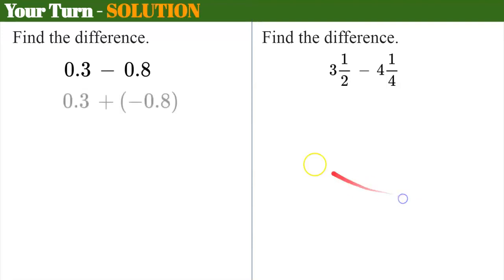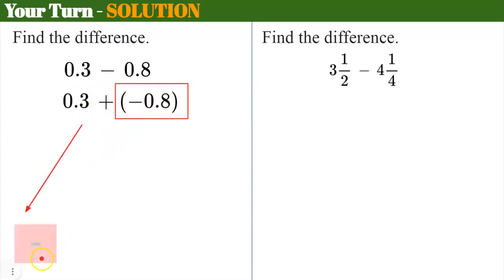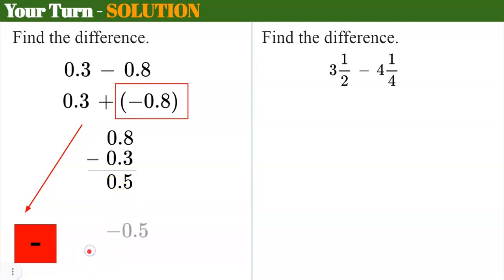Welcome back. So let's rewrite 0.3, change subtract to add, and the opposite of 0.8 is negative 0.8. I have two different signs. So the larger absolute value is negative, so I'm going to make note that my solution will be negative, taking my larger absolute value and subtracting my smaller absolute value because there's two different signs. So set this up to subtract. 8 subtract 3 is 5, and then we just bring down our decimal point and add that 0. And remember, it's negative.